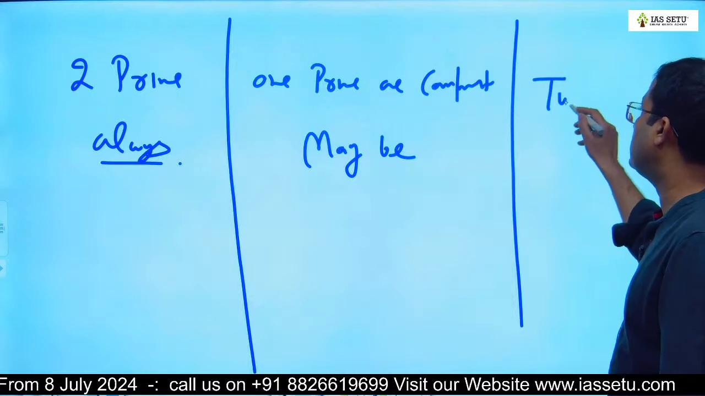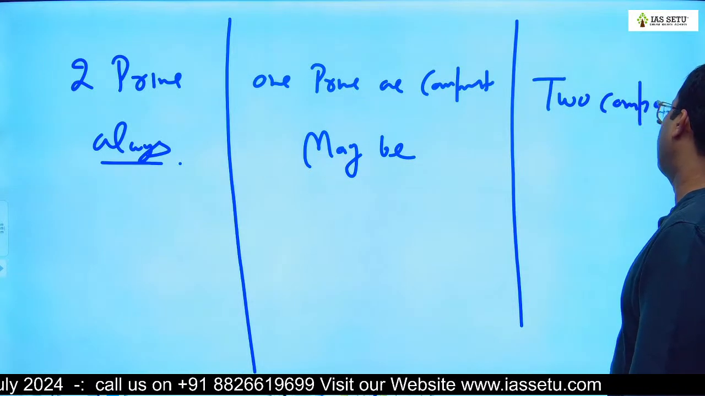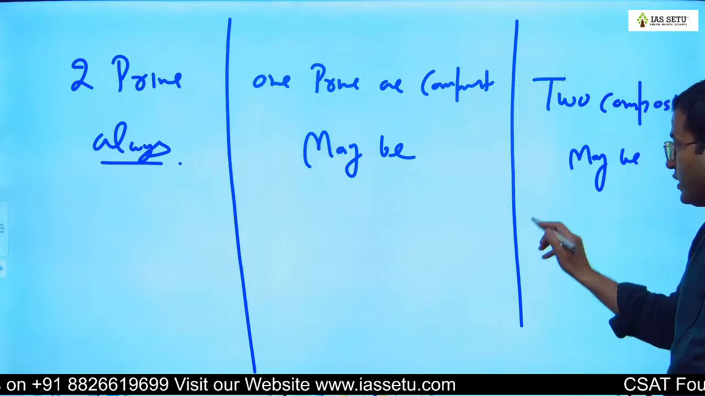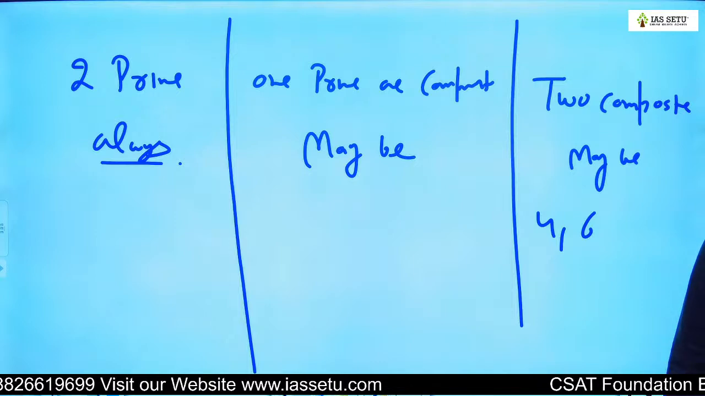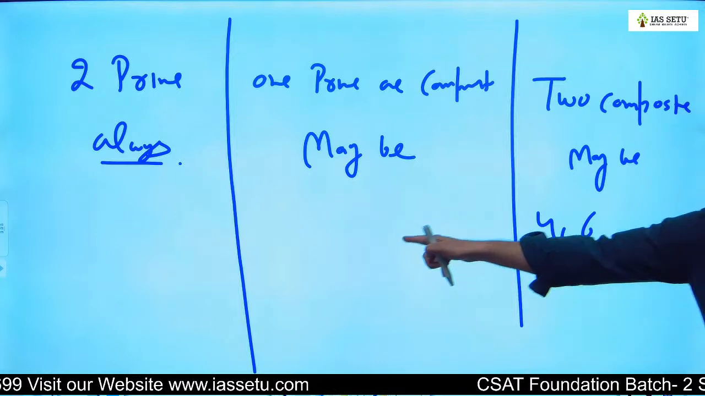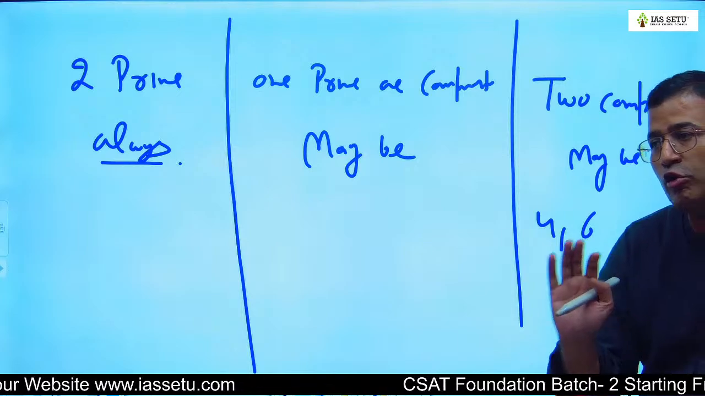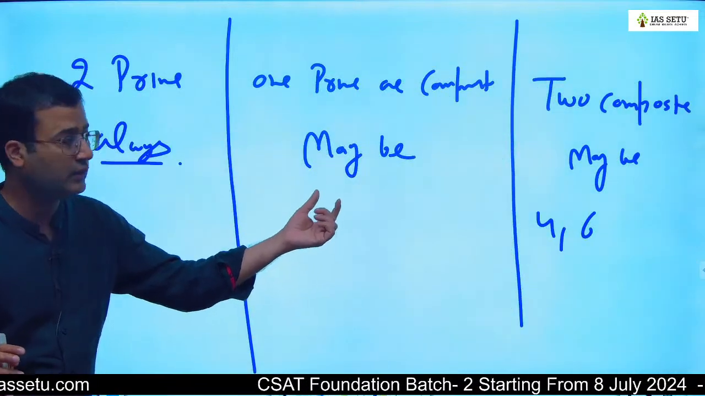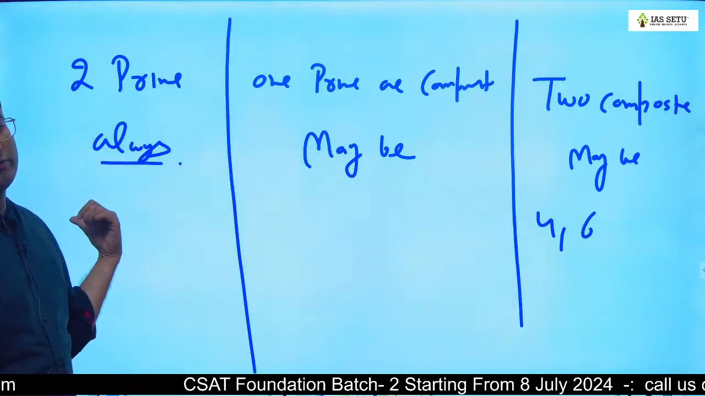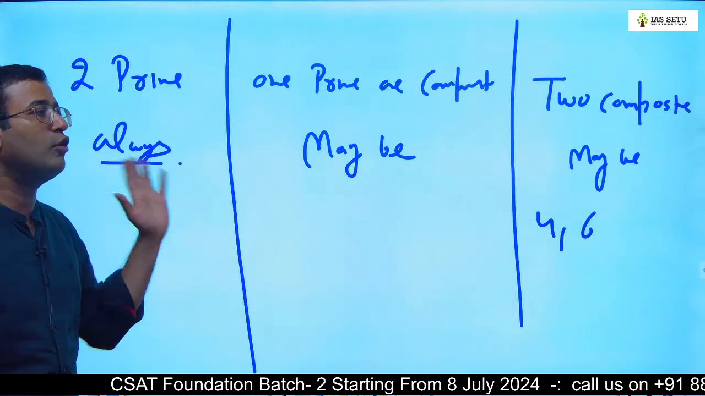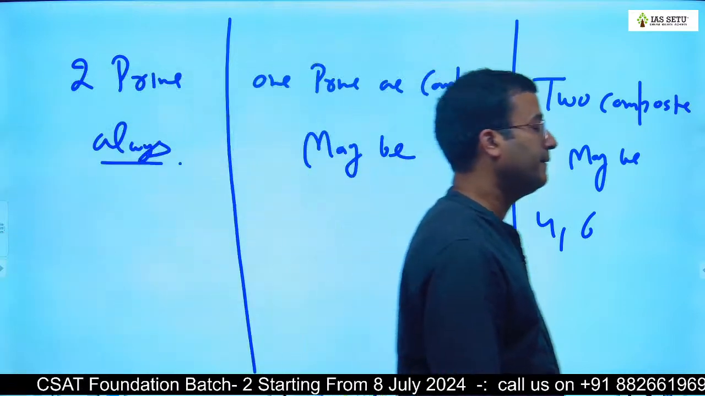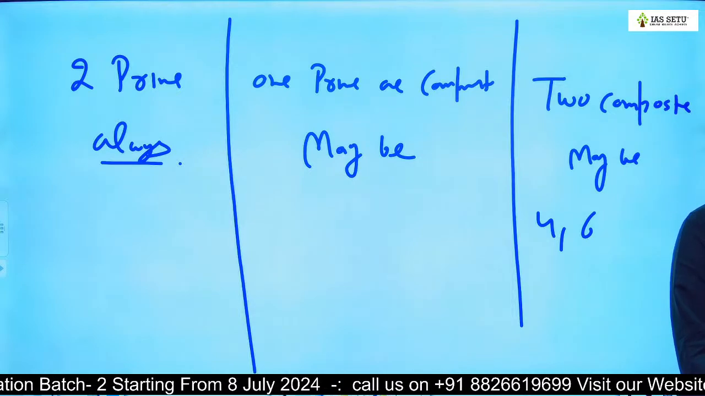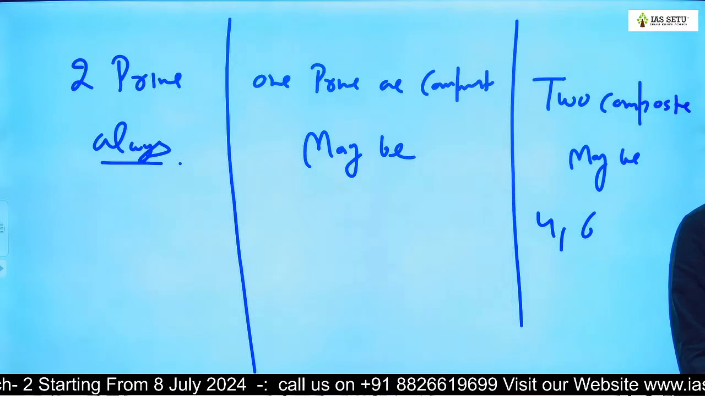Two composite numbers, maybe, always नहीं है. 4 and 6 are composite, but 4 and 6 are not co-prime. Condition is they should have only one as a common factor. If they have only one as a common factor, co-prime. Otherwise यहाँ पे आएगा maybe, यहाँ पे all. Two prime numbers are always co-prime. हाँ जी. Clear है?